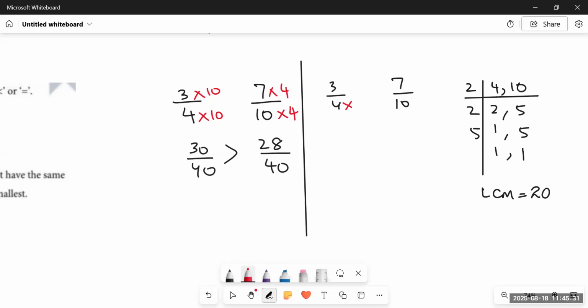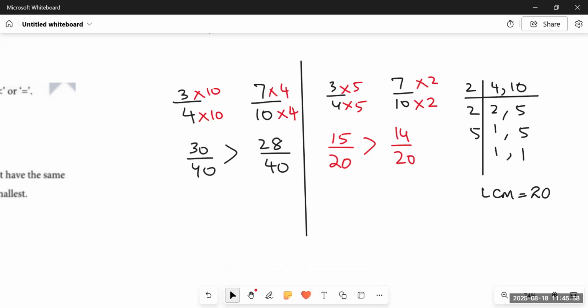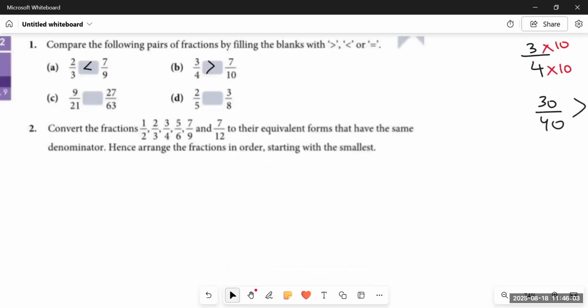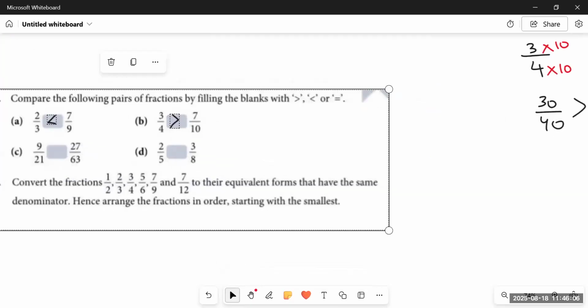what we can do, we can multiply 4 by 5 and 10 by 2 to make the denominators the same. You see, in this case also, the denominators would become similar to each other. That is 15 by 20 and 14 by 20. So since the denominators are now the same, we can compare the numerators. Again, we are going to get the same answer. That is 15 by 20 is greater than 14 by 20, which is 3 by 4 is greater than 7 by 10. Okay? So you must know this method, even if you are not using it, but you must be familiar with this method.